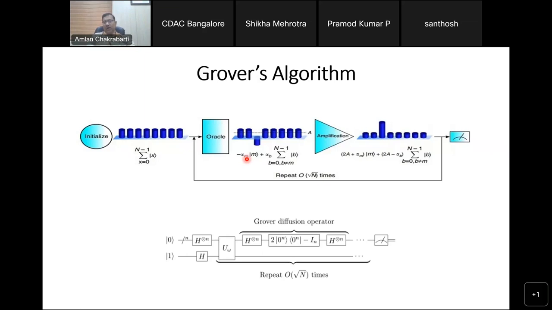Now the next quantum game is how we can amplify this particular state, because if we try to do a measurement here, as the amplitudes of all the states are the same, you can come up to any of these states. So you cannot do measurement just after this state where you have marked this particular element. Now you need to do a quantum game, and this is a sort of quantum amplitude amplification.